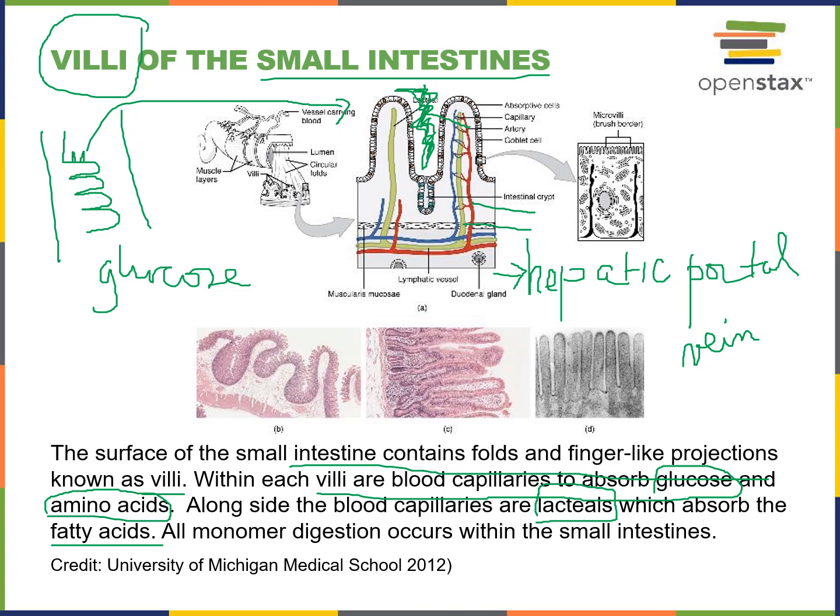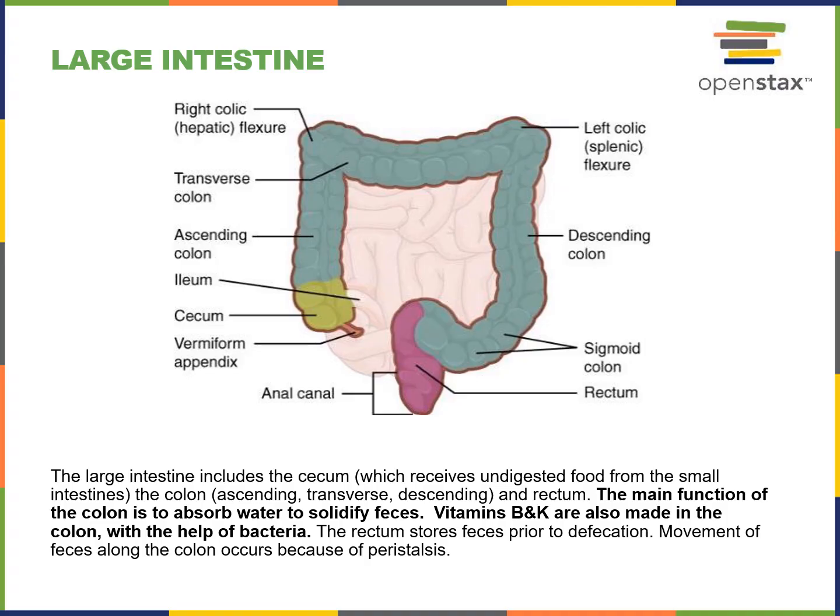And this is what absorption sort of looks like in the small intestine. So from the small intestine, shown here in pink, the junction of the small intestine, where you see the word ileum, is right here. And there is another sphincter. That sphincter is called the ileocecal valve. The first part of the large intestine is named the cecum.